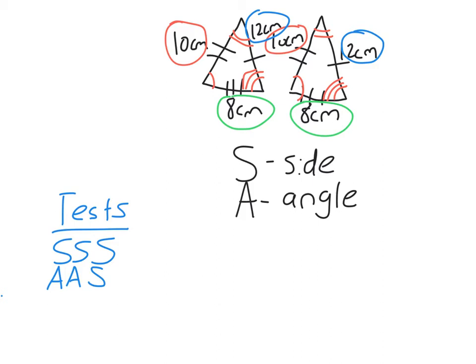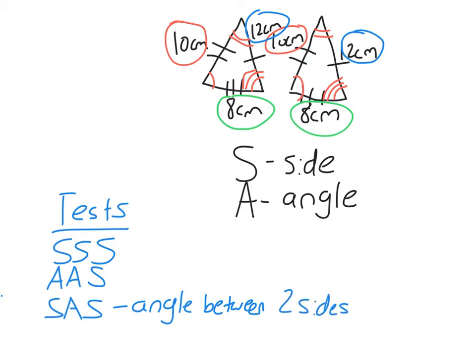The next one's a little tricky, SAS. If I have two pairs of equal sides and a pair of equal angles, the two triangles will be congruent. However, this is tricky because the angle has to be in between. So it must be the angle between the two pairs of equal sides.